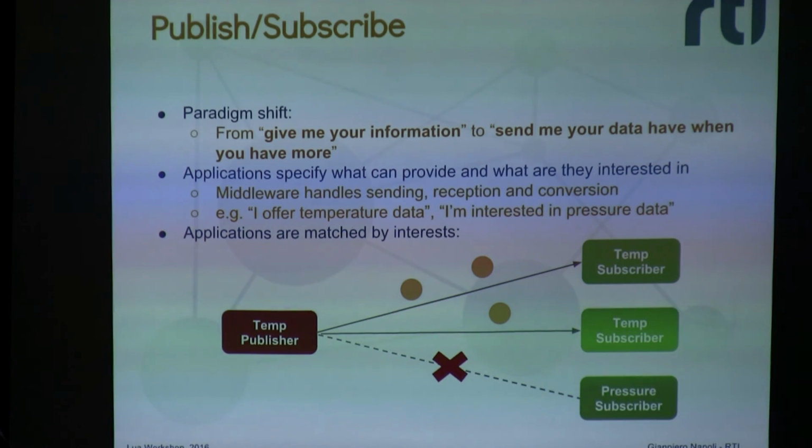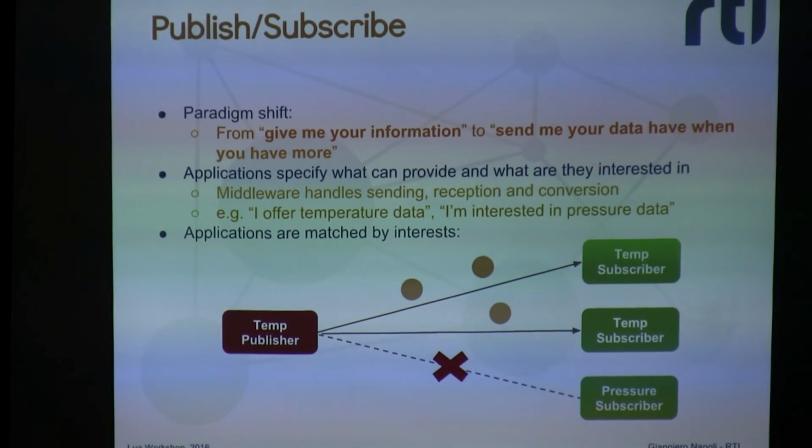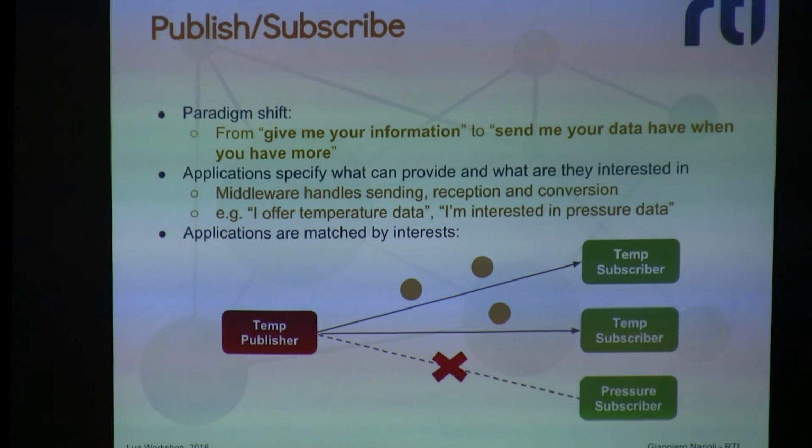The nice part about DDS is that discovery is automatic. We do type matching, so the topic has to match, but also the type of data that you're sending has to match. And also, very important, the QoS. You can set QoS, quality of service, in the publisher and the subscriber, and they have to match. Otherwise the two entities are not going to talk to each other.